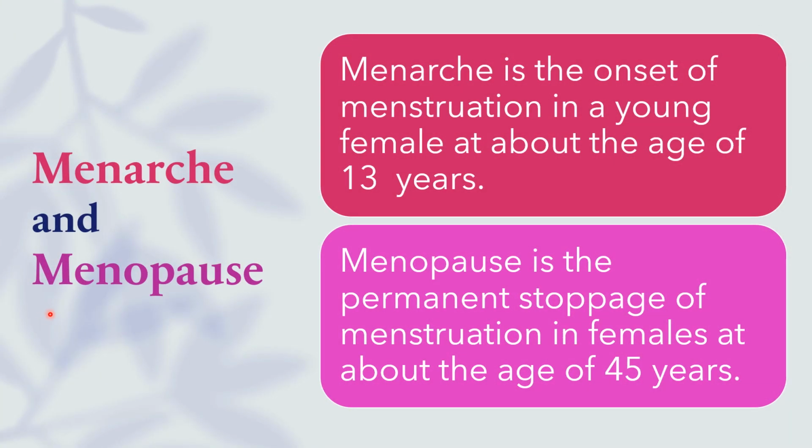What is menarche and menopause? These two are very important stages of females. What is menarche? Menarche is the onset of menstruation in a young female at about the age of 13 years. Then what is menopause? Menopause is the permanent stoppage of menstruation in females at about the age of 45 years.